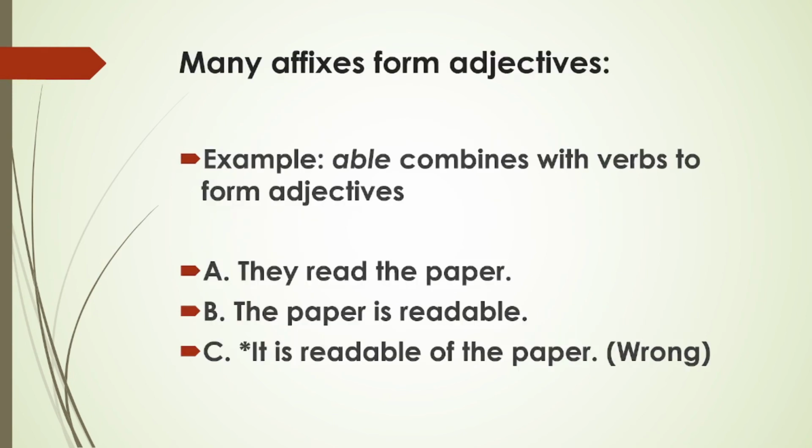Many affixes form adjectives. For example, -able is combined with verbs to form adjectives. So let's say, they read the paper. We add -able to read, and that makes the verb become an adjective. So we say the paper is readable. And it's wrong to say "it is readable of the paper".